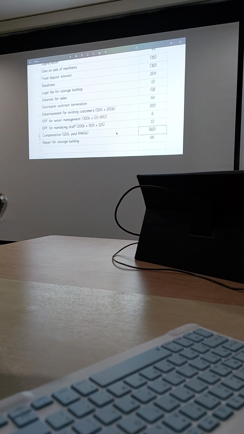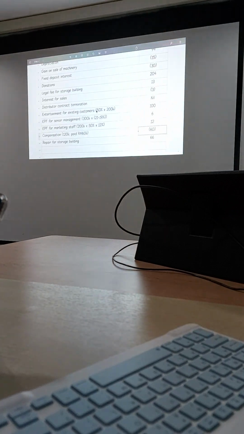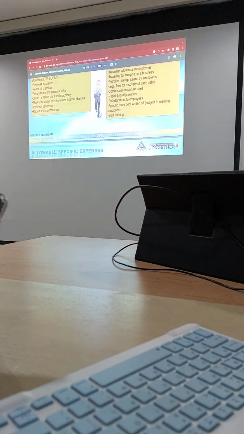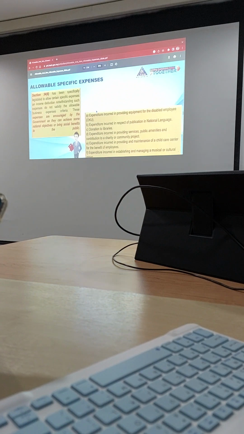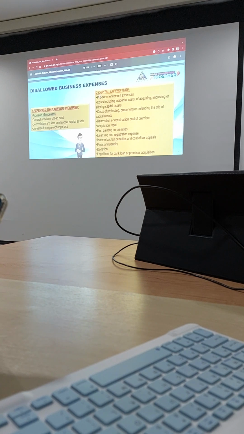Next one you've got there is going to be retirement gratuity. How? Provision. Basically, I'll tell you why it's an add back, because specific provision of expenses are generally disallowed. Provision of expenses are generally disallowed.